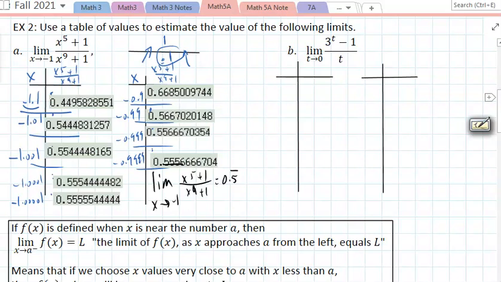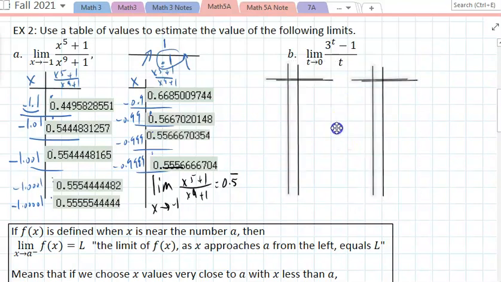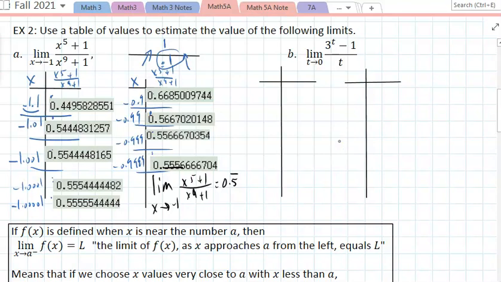Continuing on, I'm looking at this problem, same deal. I need t approaches 0 if I go from the left, or t, not x, same thing, who cares. 3 to the t minus 1 over t, and t, 3 to the t minus 1 over t, but it looks like 3 times t.